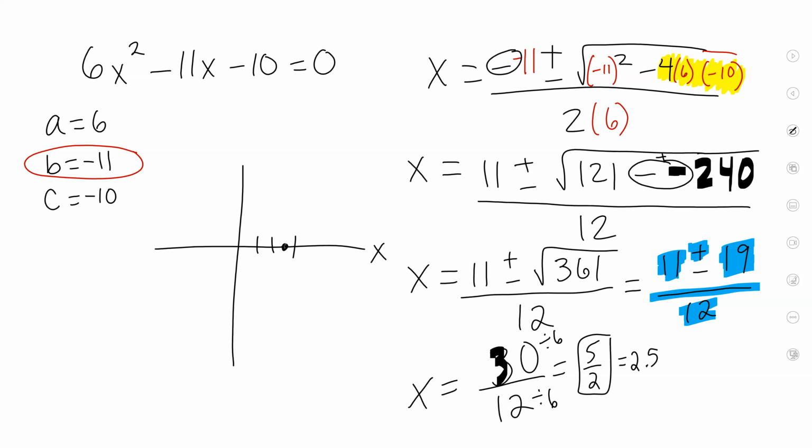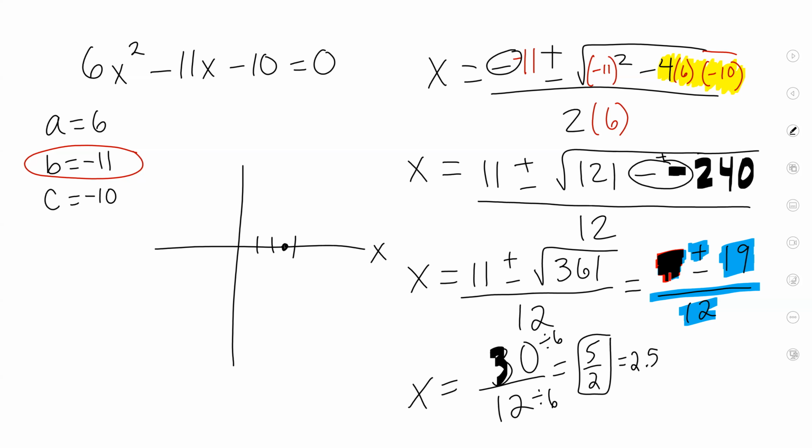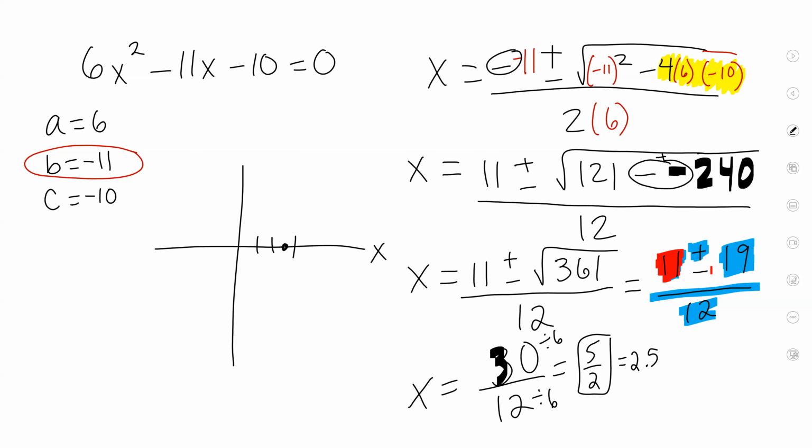That's one of my x-intercepts. And then the other one, next I'm going to do 11 minus 19 divided by 12.